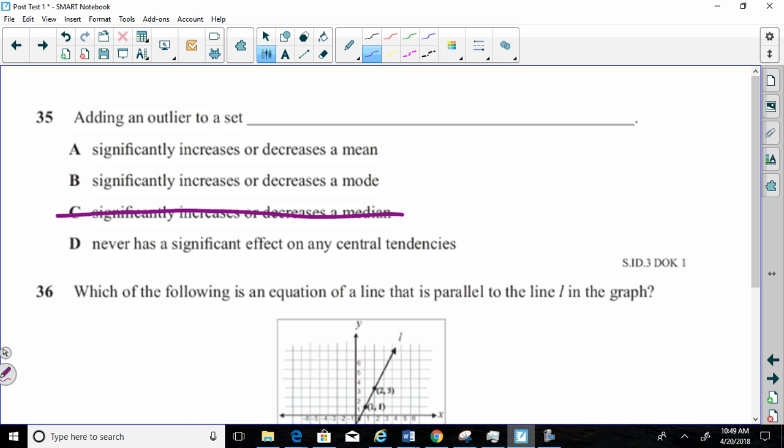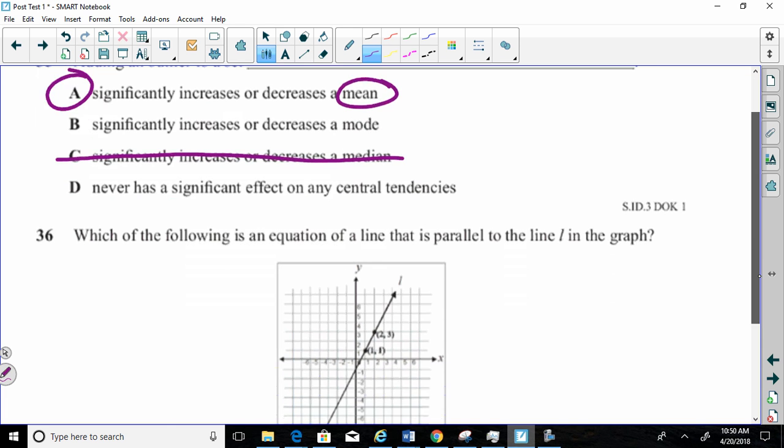But if you add an outlier, say Kaylin had 100 in here, and she bombed a test, right? She got a 20. Oh, what would that do to her average? Bring it down, right? So which one means average? Mean. So it significantly increases or decreases her mean. So if she had a 30 and she got 100 on the test, it would bring her average up, right? So an outlier affects the mean. That's why we wouldn't use the mean as the center of this outlier.